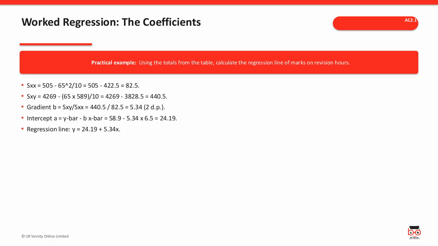Now feed those totals in. SXX is 505 minus 65 squared over 10. That's 505 minus 422.5, giving 82.5. SXY is 4269 minus 65 times 589 over 10, so 4269 minus 3828.5, which is 440.5.